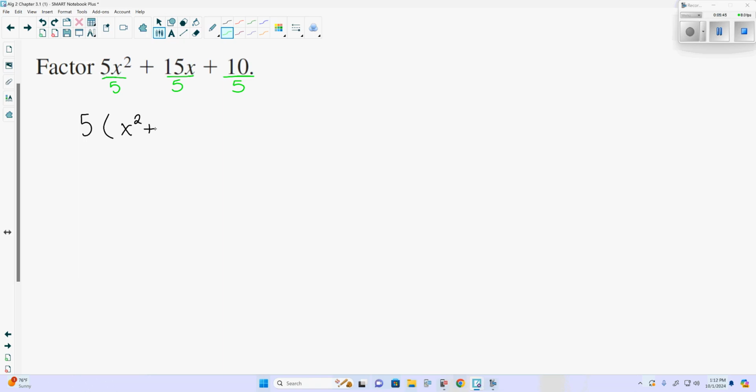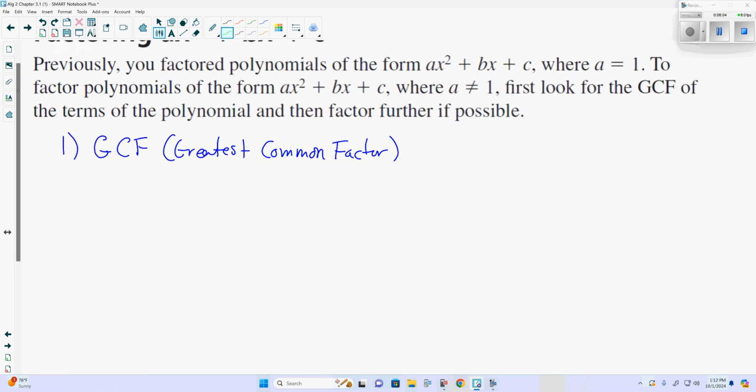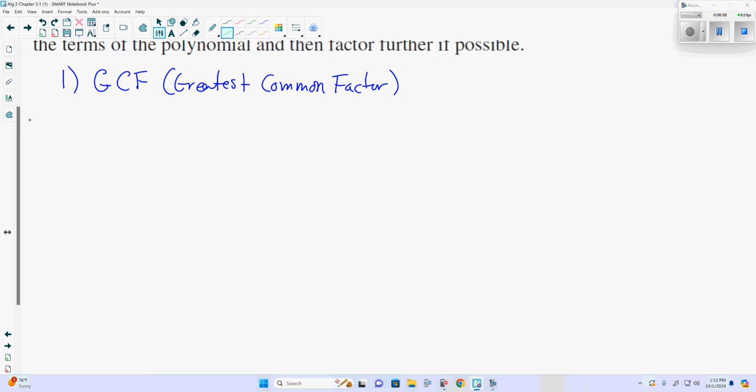We move to the middle term, 15x divided by 5. 15 divided by 5 is 3x plus 10 divided by 5 is 2. So that's step number 1.